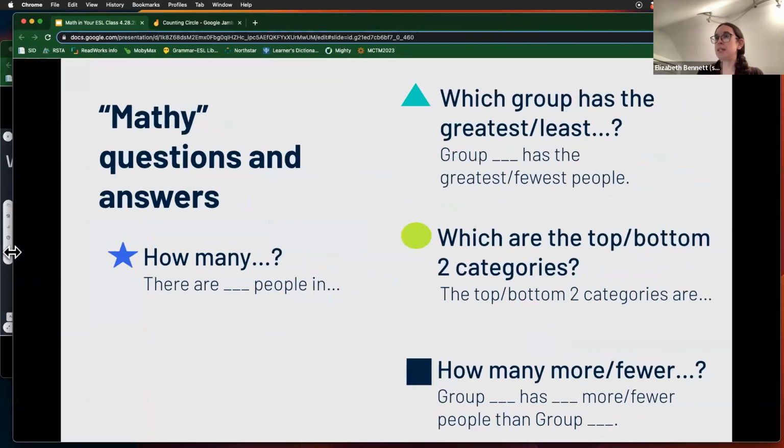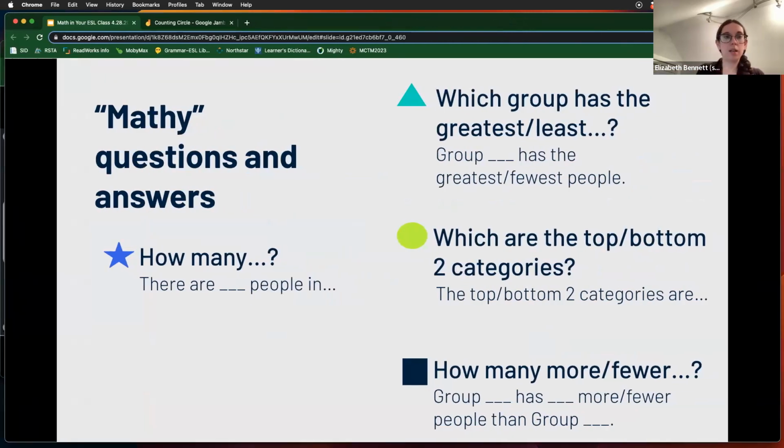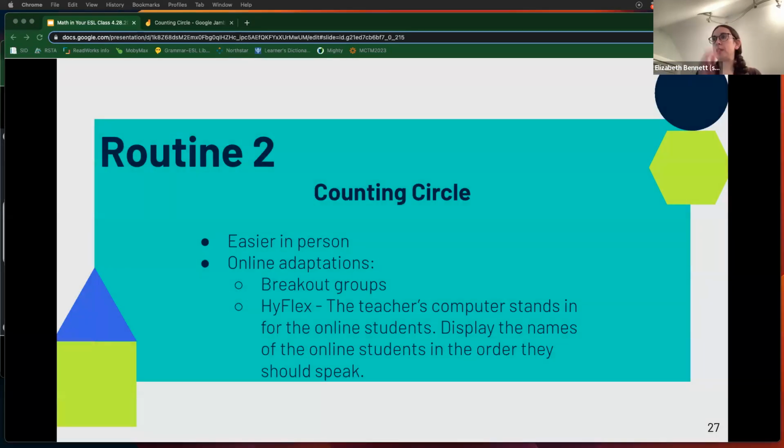All right, so I'll make my slides big again. And we'll go into this second routine. This is called a counting circle. And again, this, alas, is easier in person, but it is possible in online or HyFlex. I have done this in my HyFlex class and it's worked pretty well.